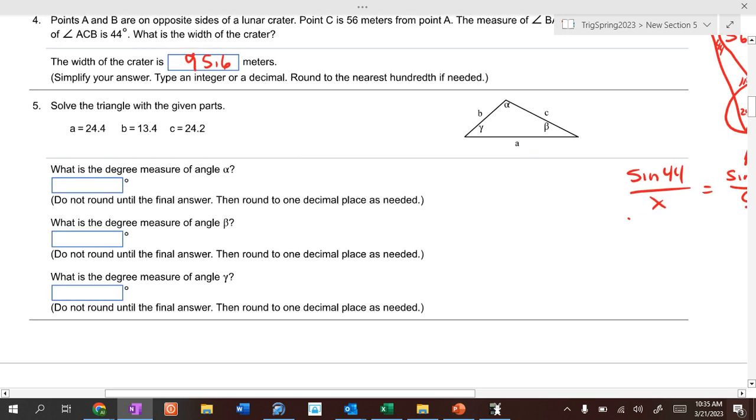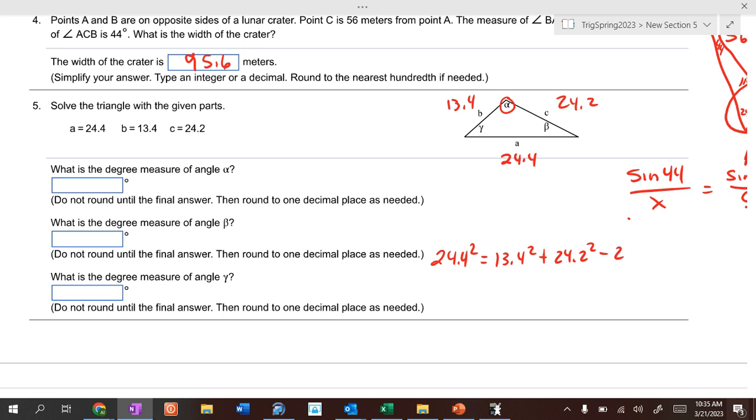Okay. Side, side, side. With side, side, side, A is 24.4, B is 13.4, C is 24.2. So, to find angle A, we do the law of cosines, because side, side, side is the law of cosines. So, A is opposite of alpha, so 24.4 squared equals 13.4 squared plus 24.2 squared minus 2 times 13.4 times 24.2 cosine of alpha. Okay? Right here. Top formula of those.